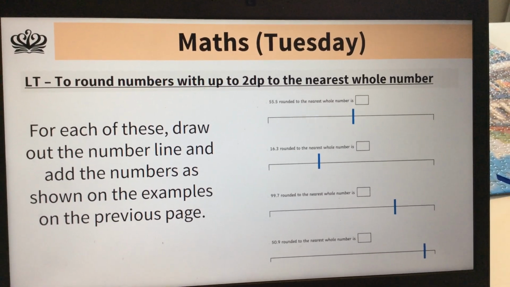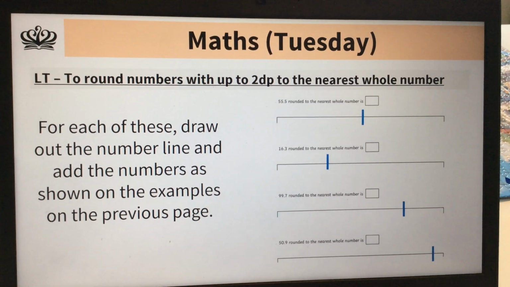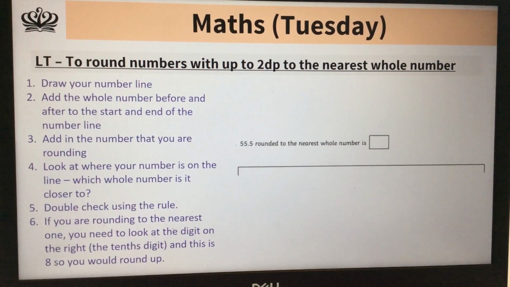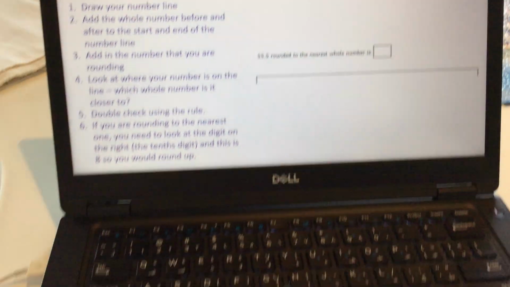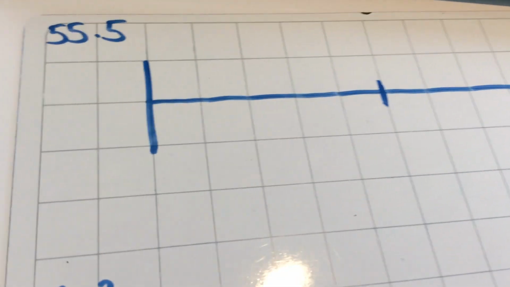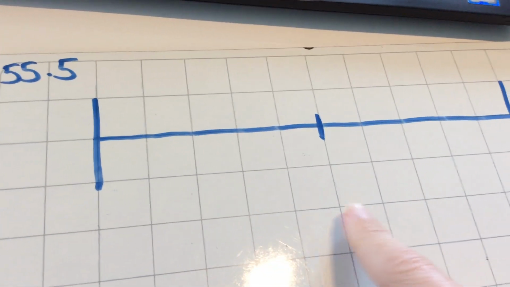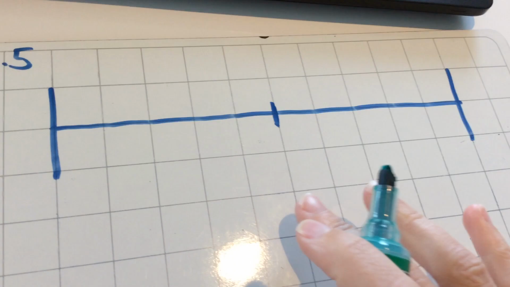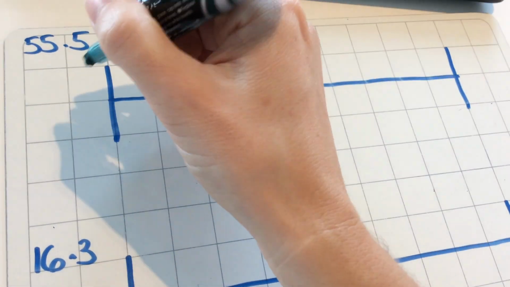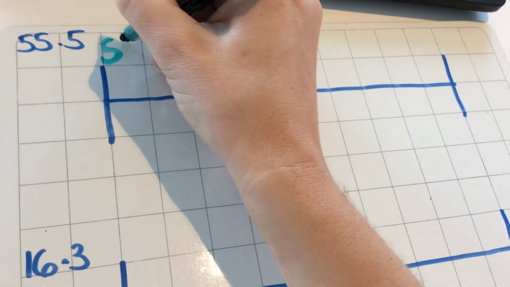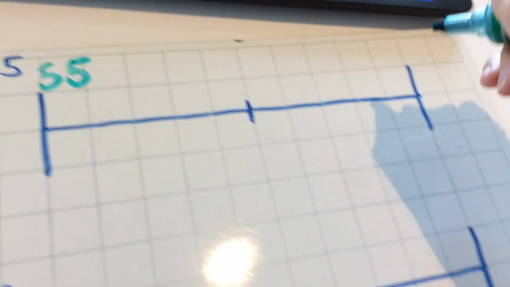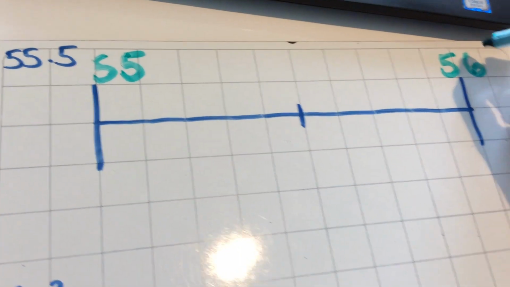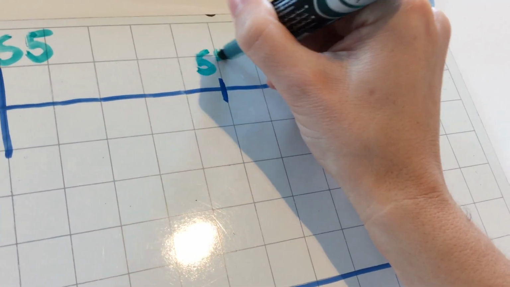So it says for each of these, draw out the number line and add the numbers as shown in the examples on the previous page, just like it is here. Okay, so let's have a go with this first one. So I've got it on my whiteboard here. I've got my number line here, and it's 55.5. So to start with, I need to put in my whole numbers. So this one would be 55, and the next whole number would be 56. Okay. I'm going to just label my 55.5 there.